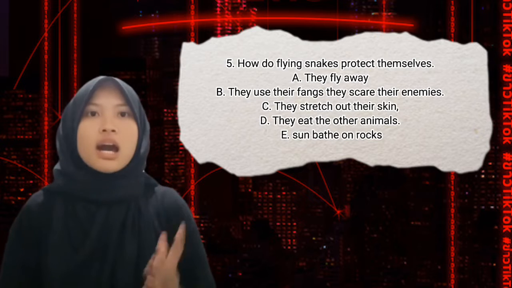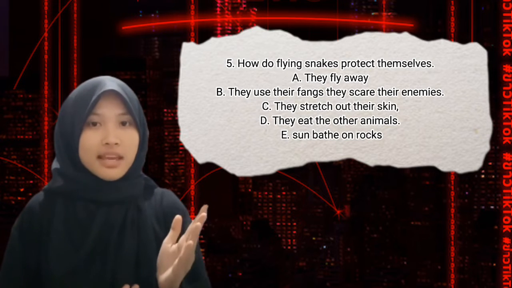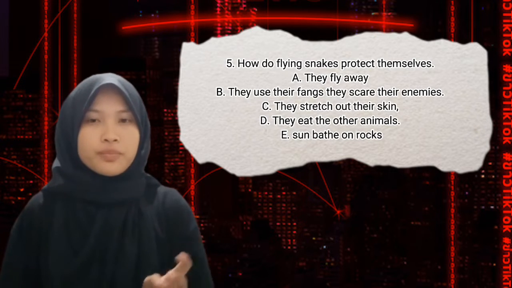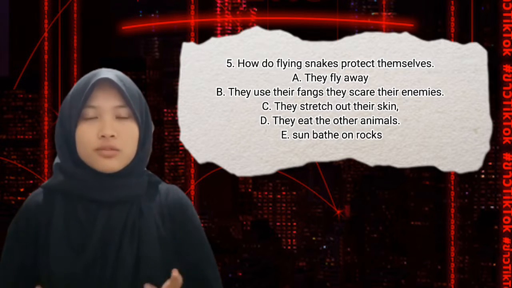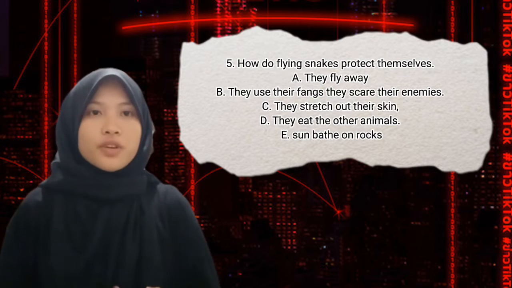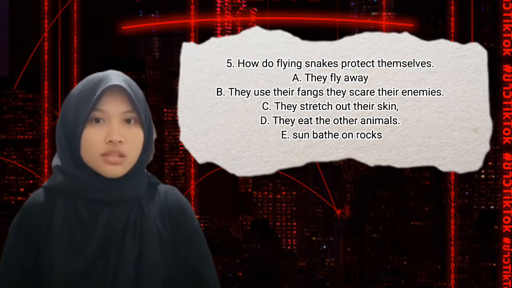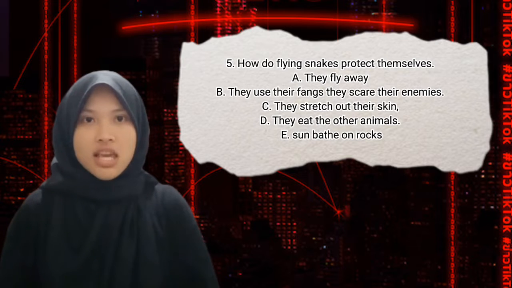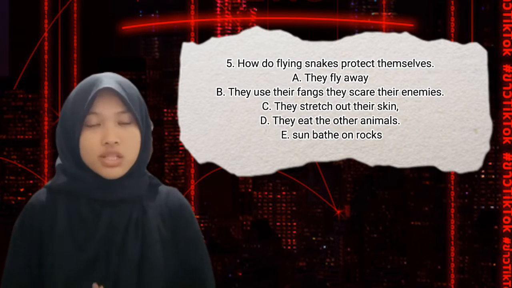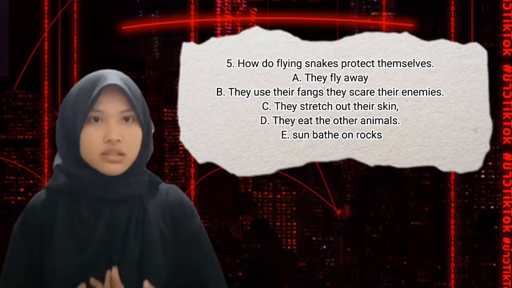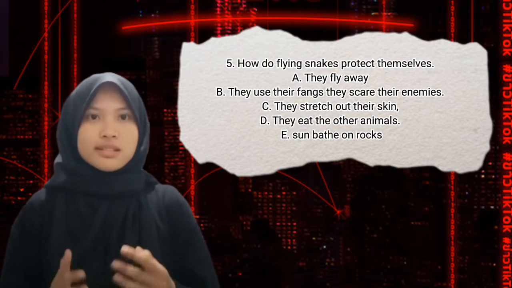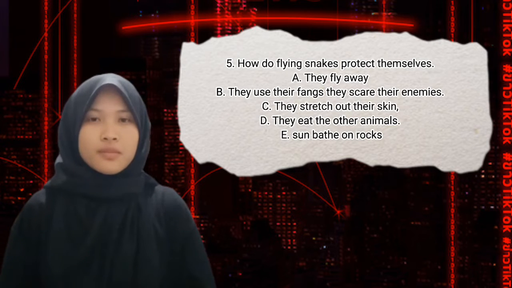Question number 5. The question is, how do the flying snakes protect themselves? The optional answers are A. They fly away. B. They use their fangs. They scare their enemies. C. They stretch out their skin. D. They eat the other animals. Or E. Sunbathe on rocks.